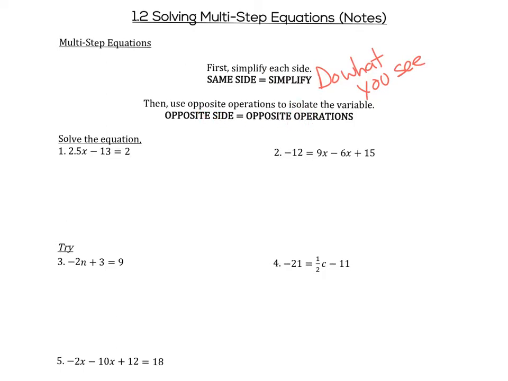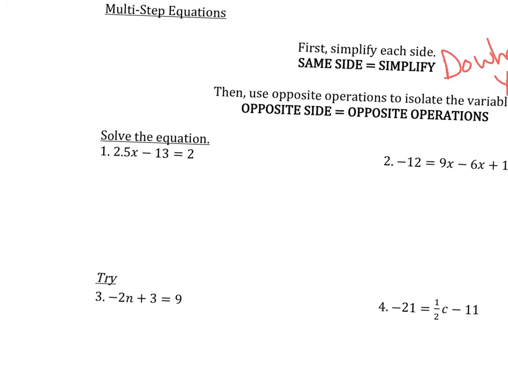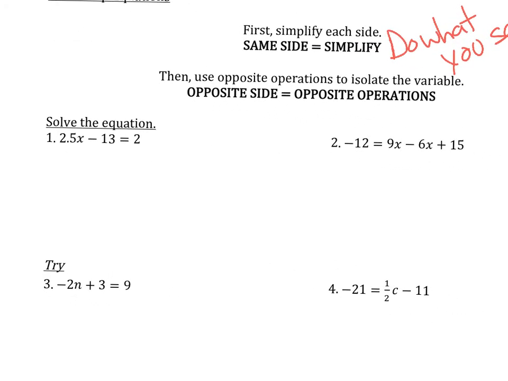Okay, so let's look at a couple examples here. Let's look at 1 and 2 together. On number 1, I want to get x by itself. The first thing I always need to check is, are there any like terms on the same side of the equal sign? On the left side, I see negative 2.5x and negative 13. Those are not like terms. I can't simplify with those because one has an x and one doesn't. Just a lonely 2 on the right-hand side.